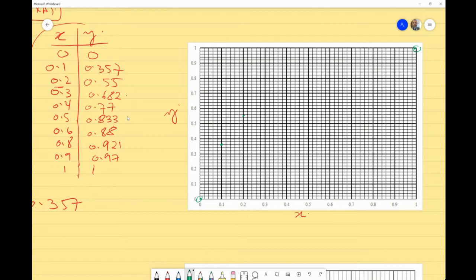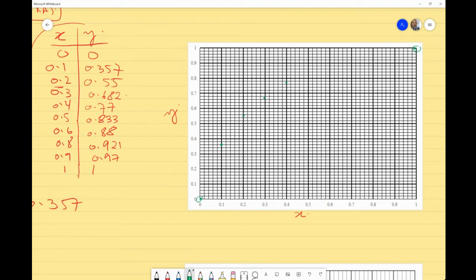At 0.3 it's going to be 0.68, so it's going to be somewhere here. At 0.4, 0.77, 4, 6 here. And then 0.5 is going to be 0.833. Sorry, you missed 0.7 in the x values.